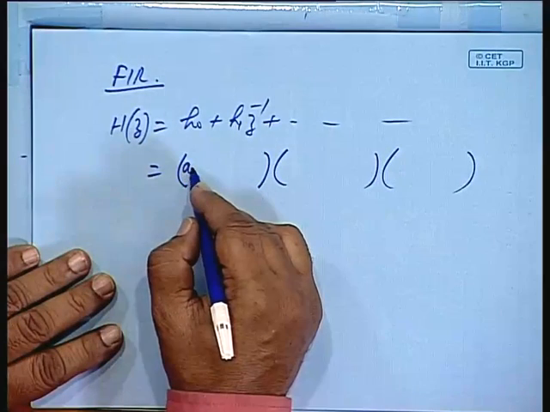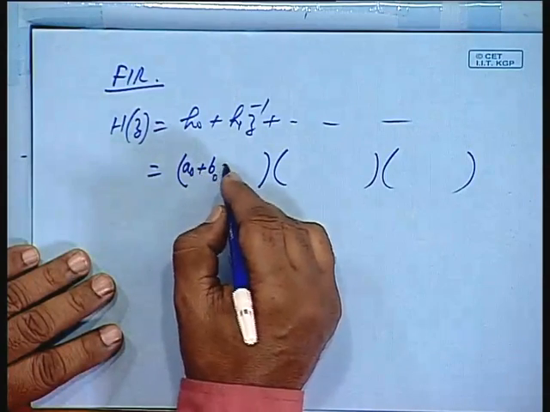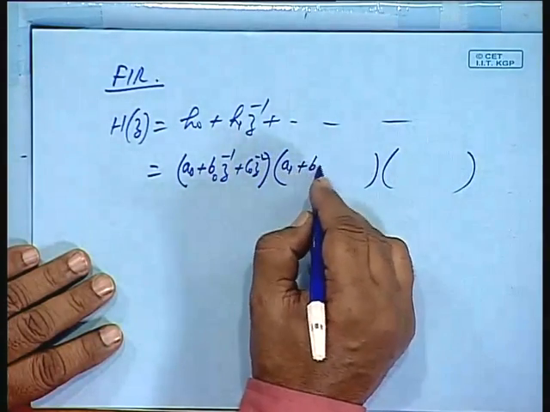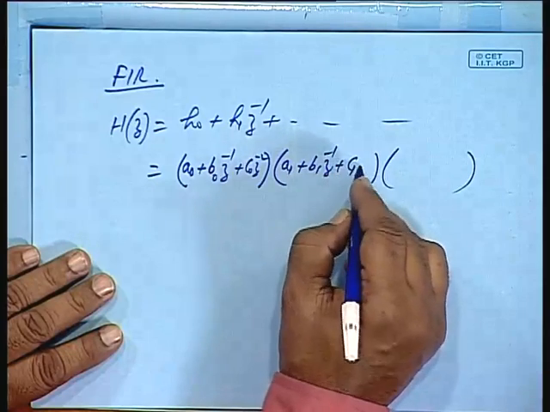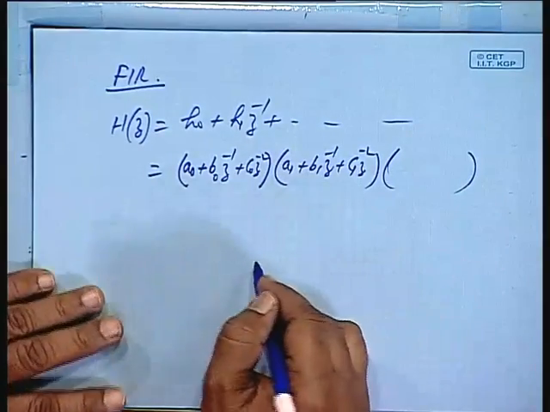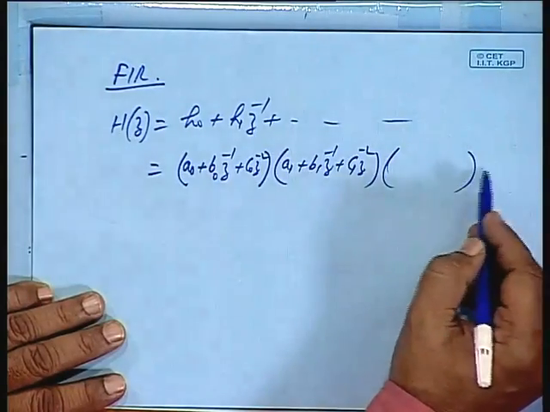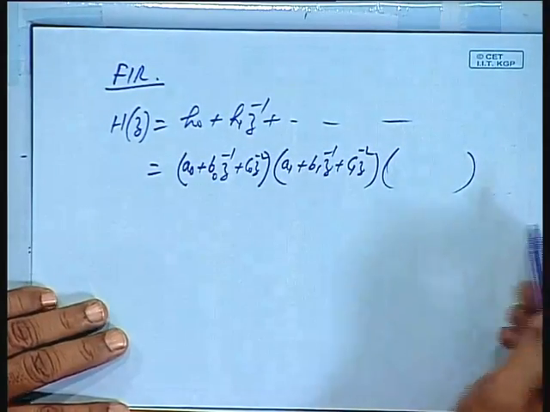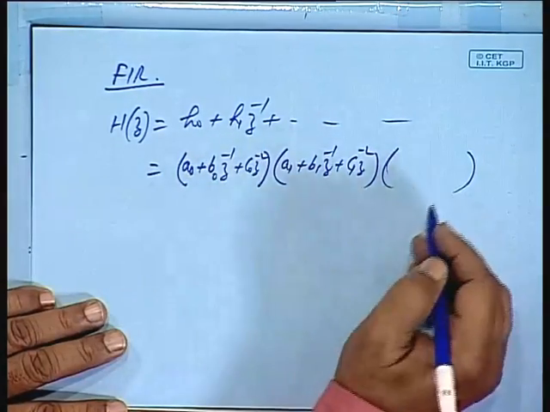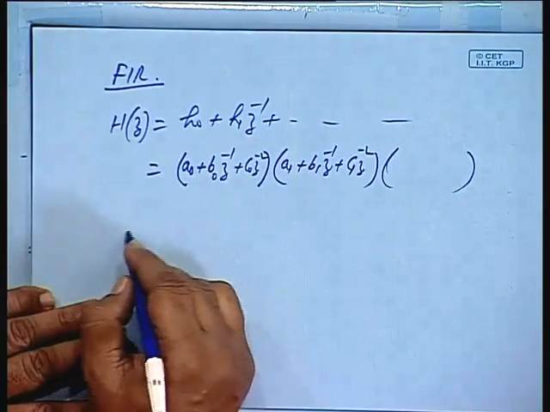Say something like a0 plus b0 z inverse plus c0 z to the power minus 2, a1 plus b1 z inverse plus c1 z to the power minus 2, again a quadratic like this. One may go for quadratics. If it is an odd power, last one will be a linear function. Okay. What is the advantage? Let us see, if I take in a product form a0 plus b0 z inverse plus c0 z to the minus 2, what will it be like?